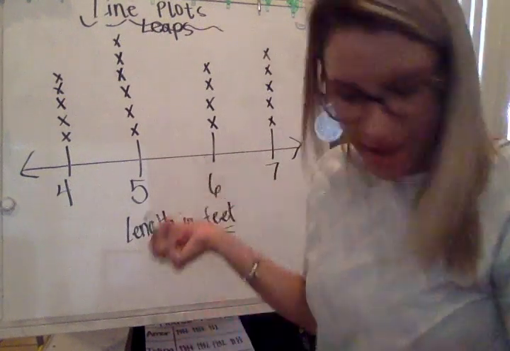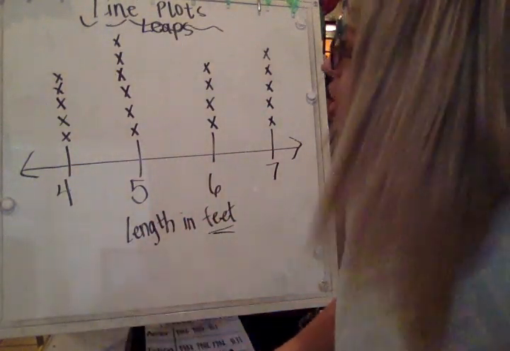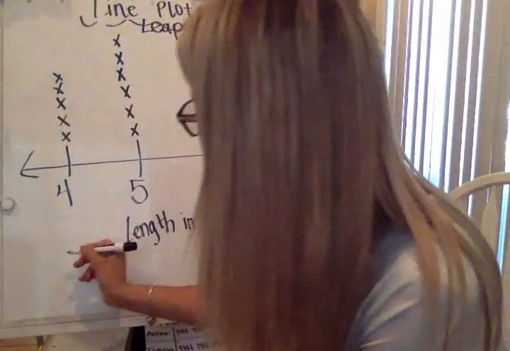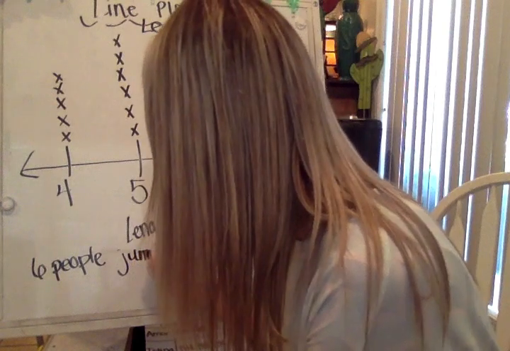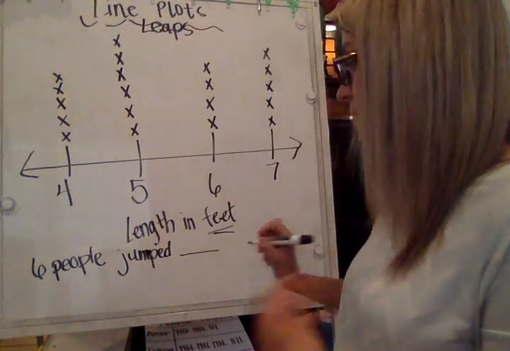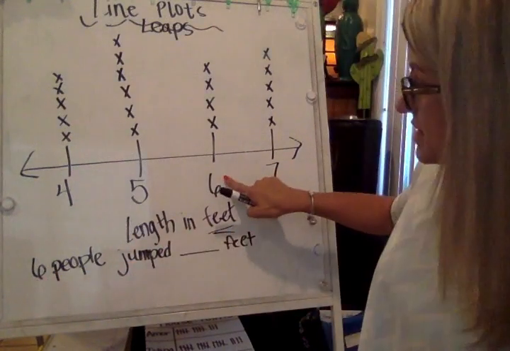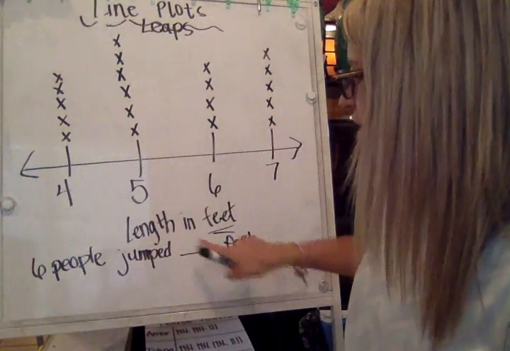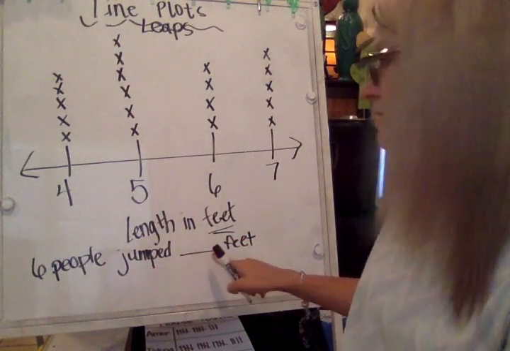So let's say the question was this, I don't know why I'm looking at that book. It really doesn't help me. I made all this stuff up. Okay, so if I said 6 people jumped, and then maybe I left a blank, this many feet. So I'm not talking about this 6, because that would have 4 people that jumped 6 feet. I'm trying to figure out which category has exactly 6 people that jumped that many feet.